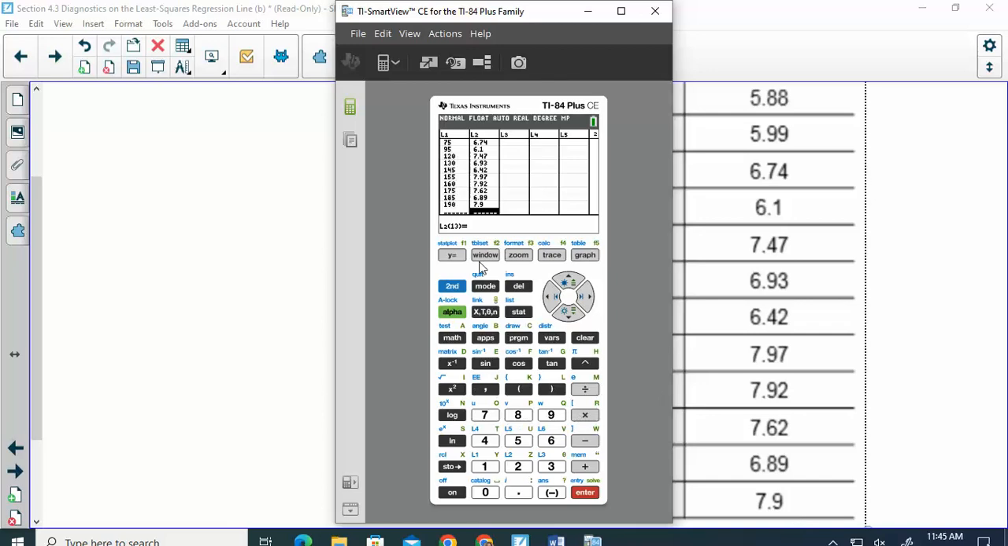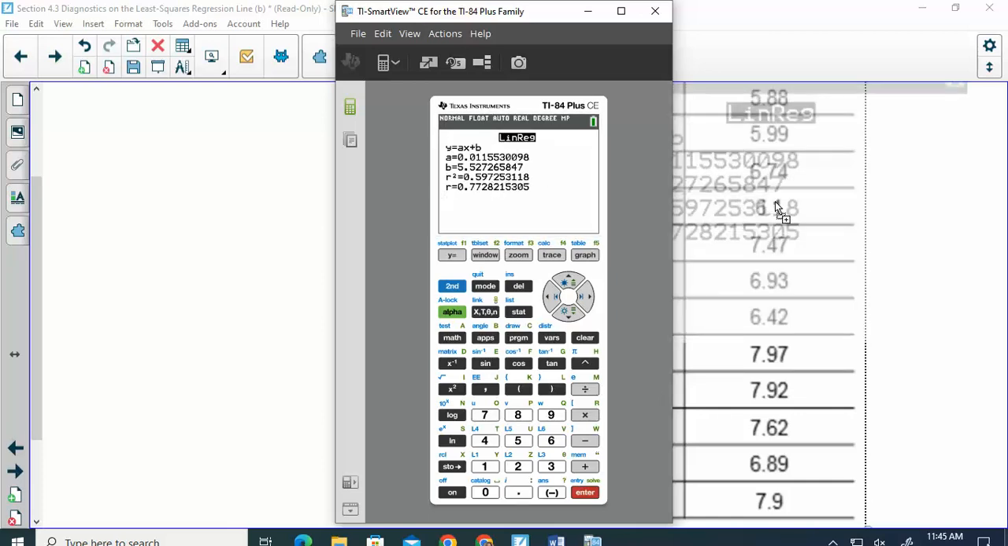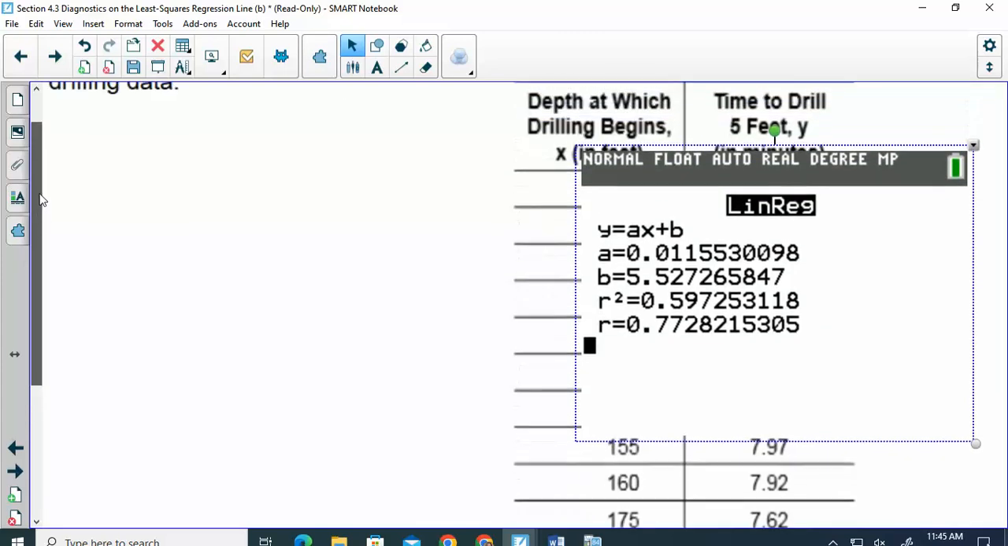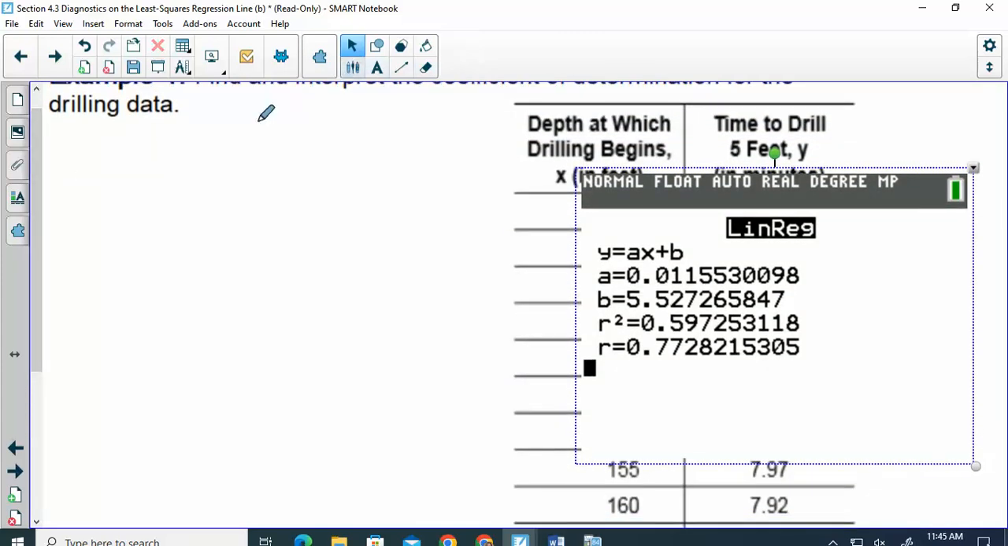Once we have our data entered, where did we go to get the R value before? Same thing we did when we did our regression line. So this gives us the equation of our line. The R is what we looked at that first day, the correlation coefficient. R squared is what you get when you just square this number. So that is our coefficient of determination.